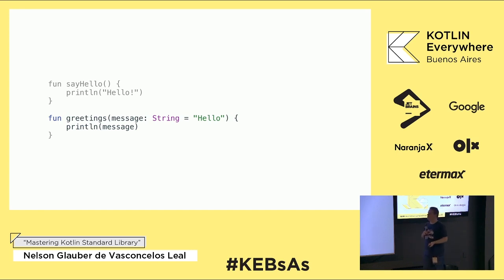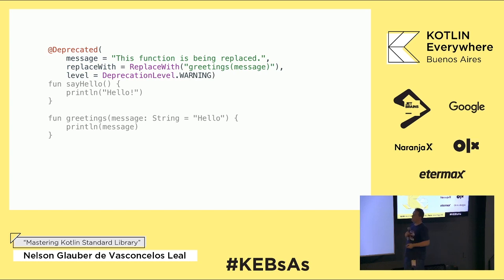A good thing to do is add this deprecated message in the old function. In the deprecated annotation, you are saying this function is being replaced. This is the message. The ReplaceWith is the tip that you are giving to the compiler and the IDE as to what function this function is being replaced by. Okay? In this case, greetings.